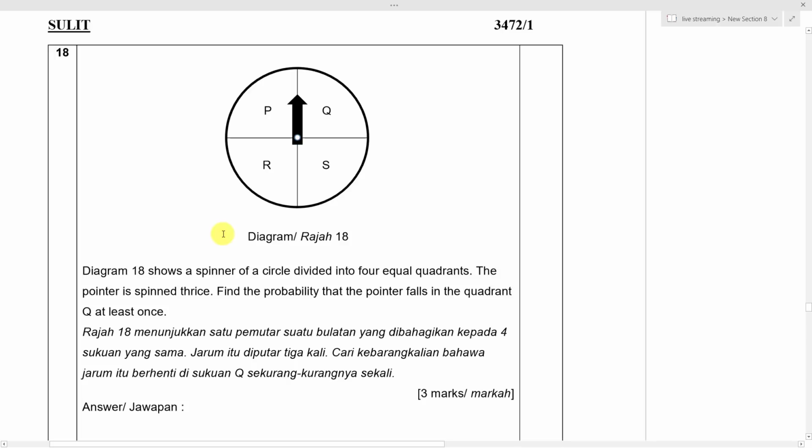Alright, this one, you have a spinner divided into 4 equal quadrants. So the pointer will spin 3 times. Find the probability that the pointer will fall in quadrant Q at least once. So when I see the words at least, I will always use 1 minus the probability I do not want. This is a faster way of doing this. Of course, you can add up all the possibilities.